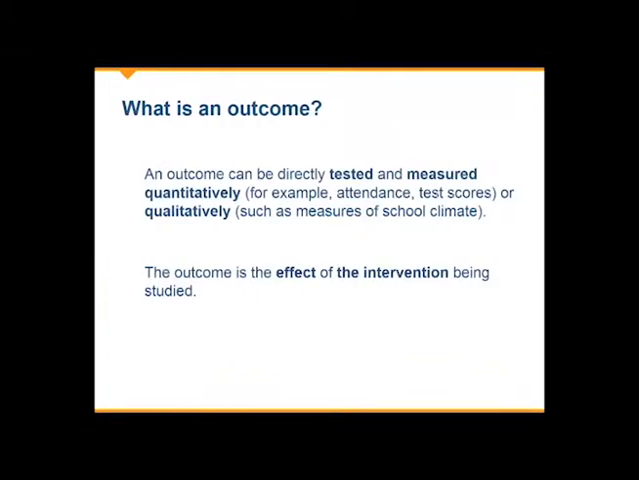So what is an outcome? Because we talked about with ESSA, the research has to be focused on the outcome. So an outcome is something that can be directly tested and measured quantitatively, things like attendance and test scores, those are outcomes, or qualitatively, such as a measure of school climate, how comfortable are students in school. The outcome is the effect of the intervention being studied.